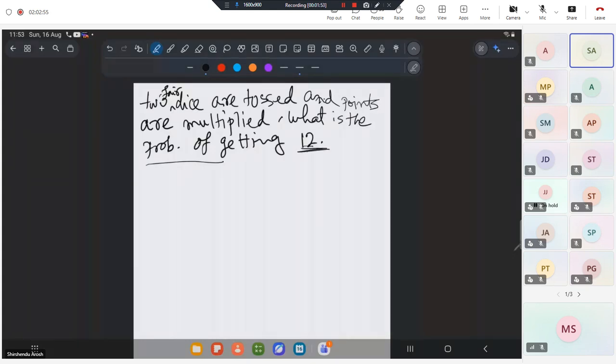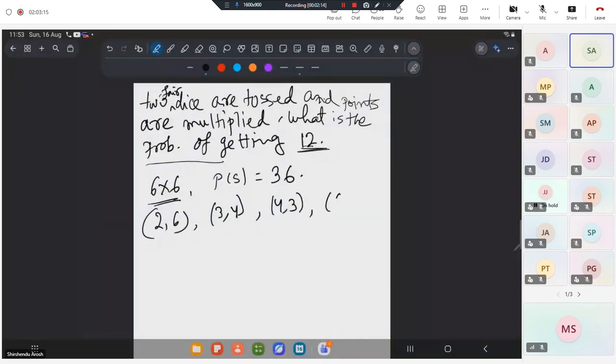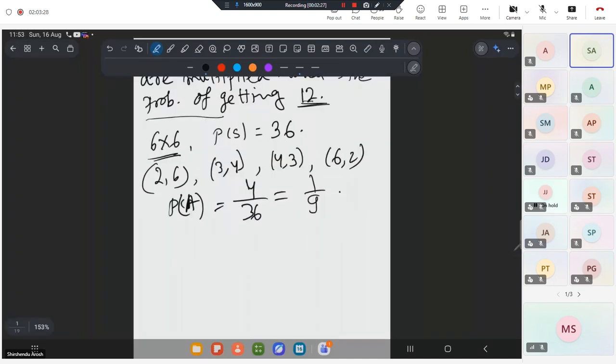So with 12, of course, total cases would be 6 multiplied by 6 because we have 6 options each. So the total should be 36. What are the favorable cases? We can get 2 comma 6, 3 comma 4, 4 comma 3, and 6 comma 2. 4 options. So the probability of A, getting 12, would be 4 by 36, that is 1 by 9. Simple.